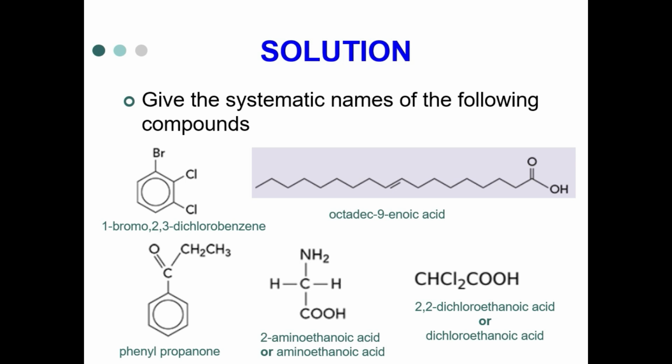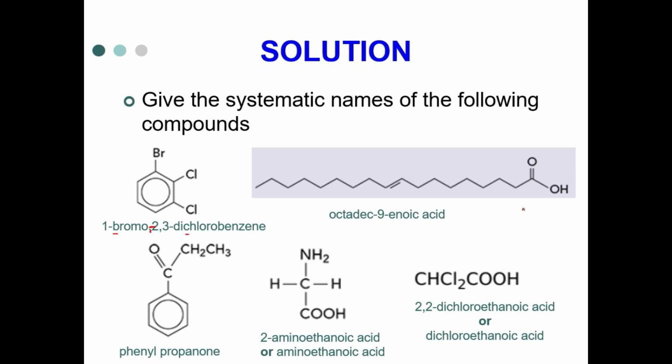Row number 1, left hand side, all halogens, they have the same priority, so just name them based on alphabetical order. So it should be a dash here. So B comes before C. So 1-bromo, 2,3-dichlorobenzene is the name of this compound.